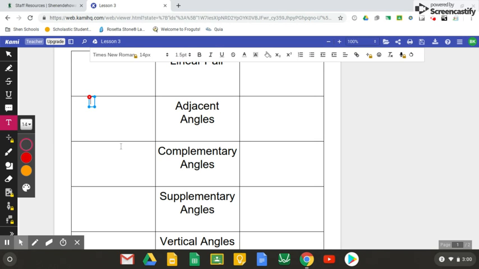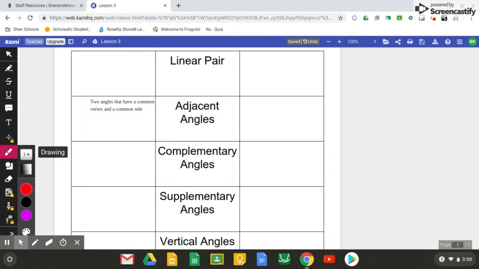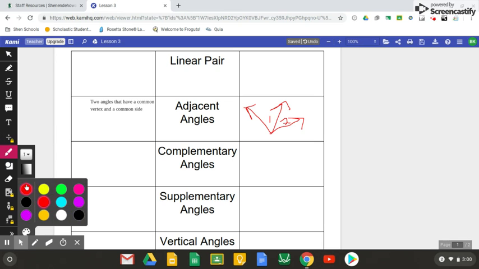First one, adjacent angles. These are two angles that have a common vertex and a common side. So what a picture looks like: you got some angle, basically kind of like split. So adjacent angles, this angle 1 and angle 2, those are adjacent angles. Basically, they're connecting. They're sharing a side and a vertex.